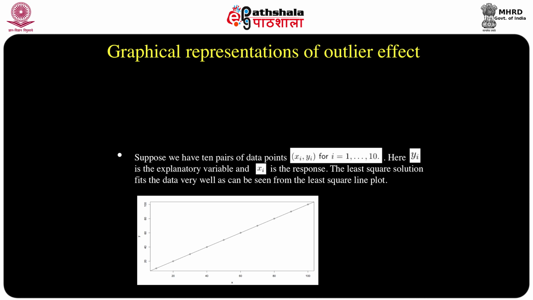Now let us look at the graphical representation of the outlier effect. Suppose we have 10 pairs of data points (xi, yi), where xi is our explanatory variable and yi is the response. The least squares solution fits the data very well, and we can see from the following plot that when we plot the points and the regression line, they perfectly coincide with each other.